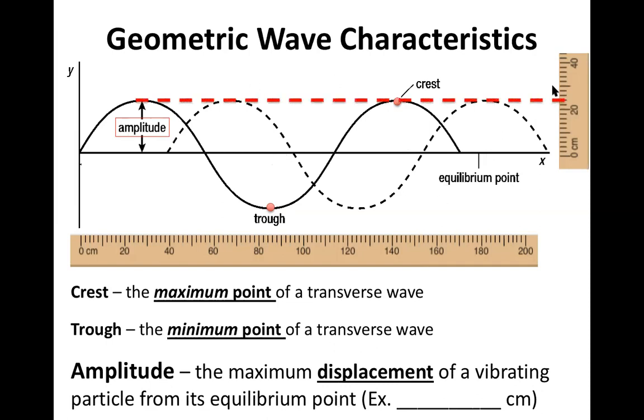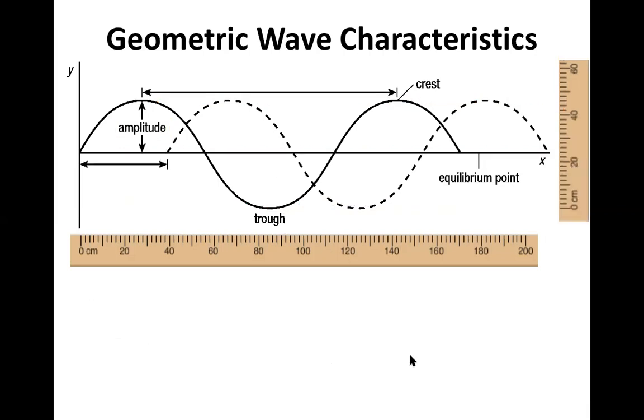So we're going to draw a horizontal line to our ruler and subtract that number from the equilibrium point. So it looks like 22 minus 1 gives us 21.0 centimeters. It's the same distance as if we went from equilibrium to the trough.